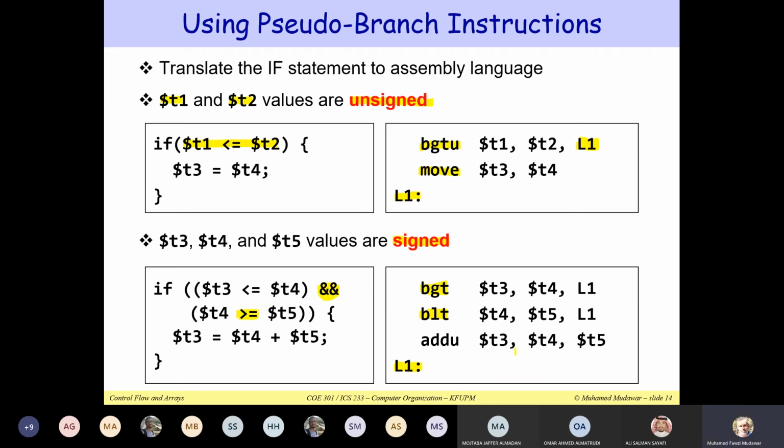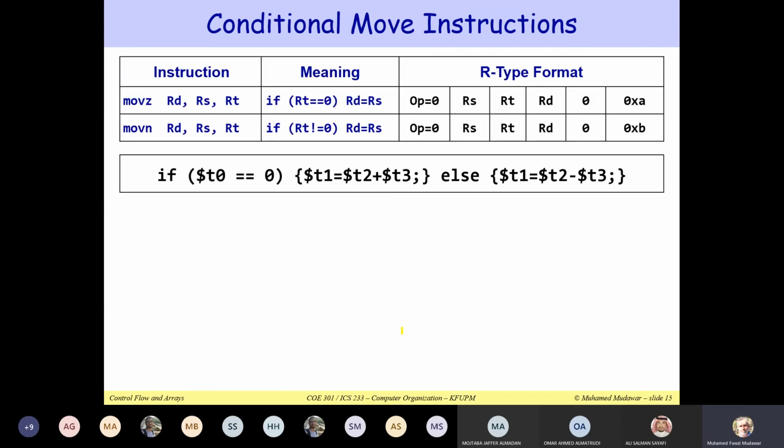Notice that branch greater than and branch less than are pseudo instructions, right? So they use the set less than and branch if equal or branch not equal to translate these instructions, but we will not really worry about them. Each one of these two, branch greater than and branch less than, is a pseudo instruction, and therefore each one of them is translated into two MIPS instructions, as we have seen in the previous slide. Right, let me move to another topic now. So this is basically how we use pseudo branch instructions to translate if statements.